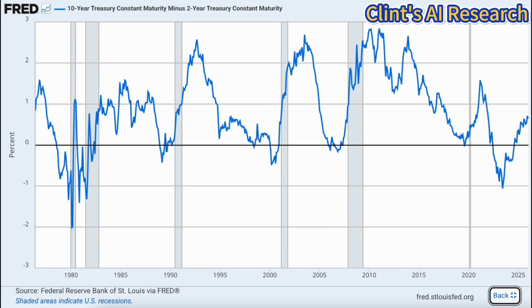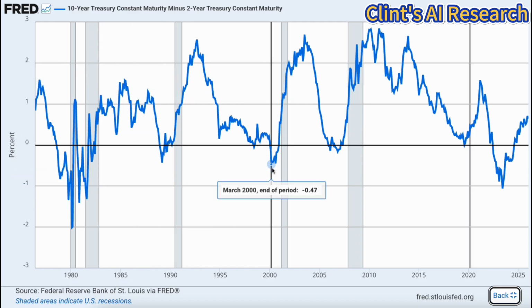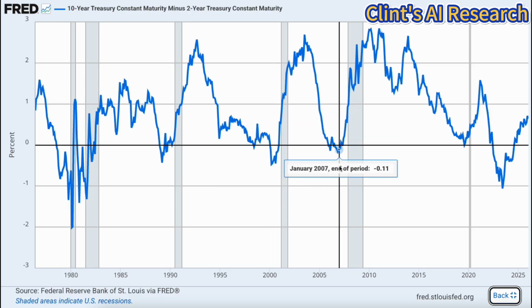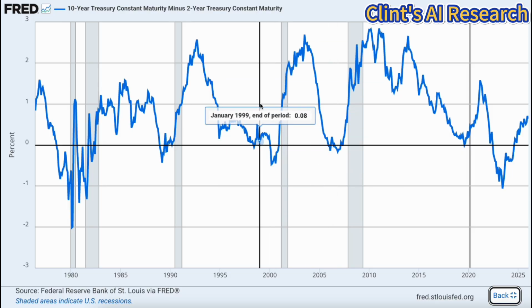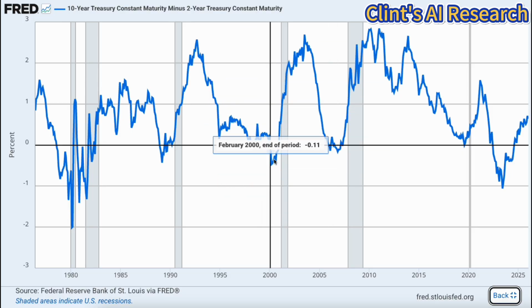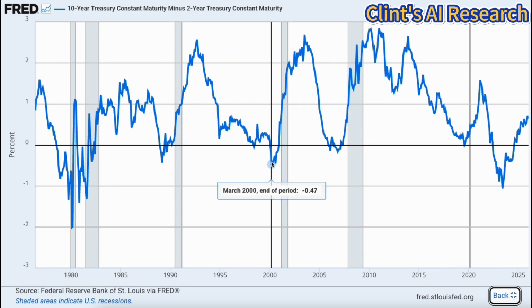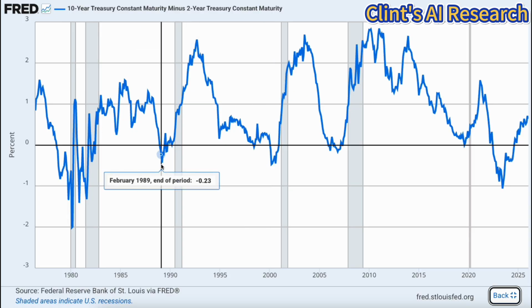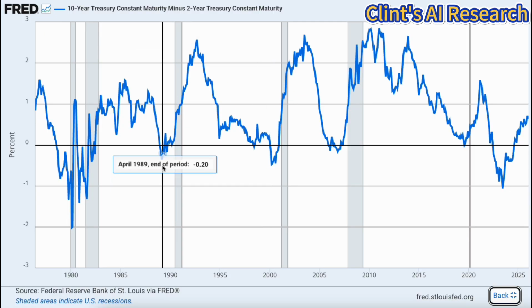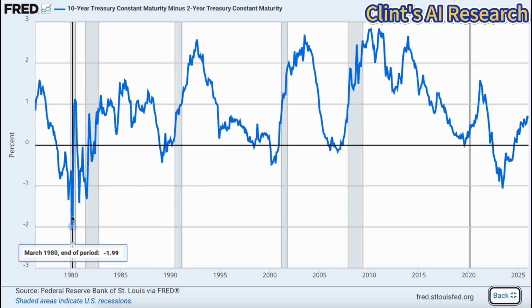Example B, the recession warning. Sometimes, investors get nervous about the near future. They might demand higher interest for short-term loans because they see more risk today than they do in a decade. 10-year yield, 3.5%. 2-year yield, 4.2%. The calculation, 3.5% minus 4.2% equals minus 0.7%. What this means, the spread is negative, below zero. This is called an inversion.